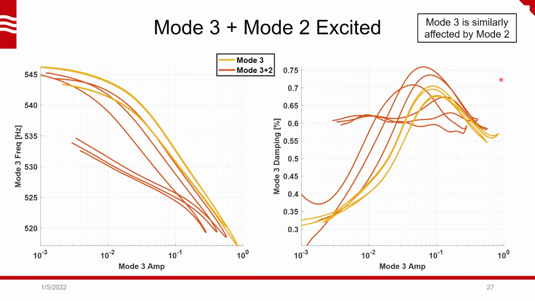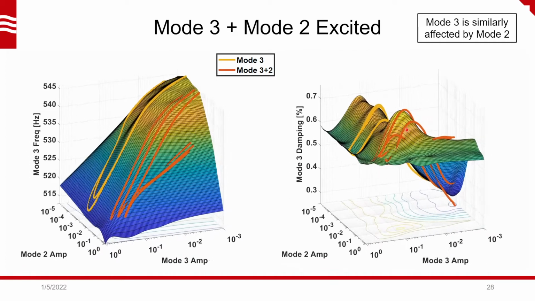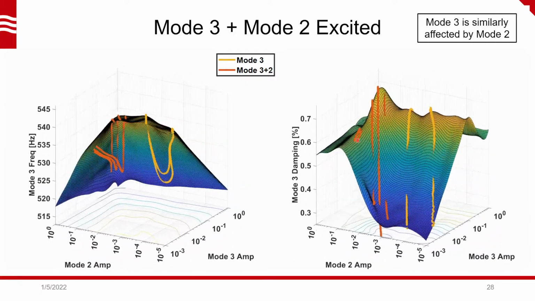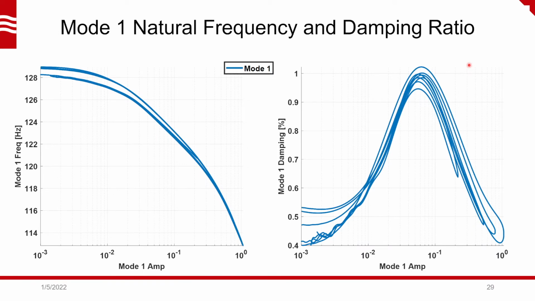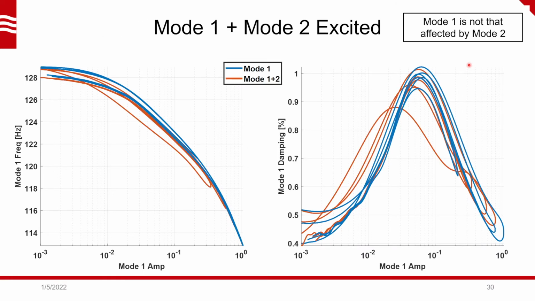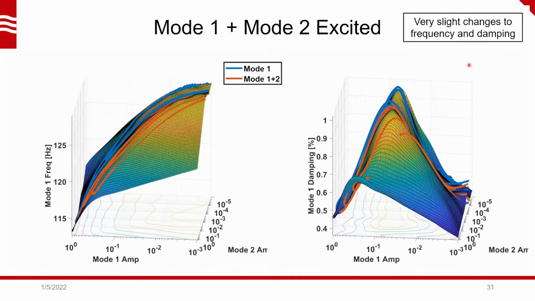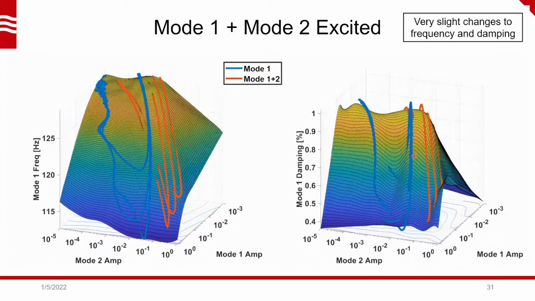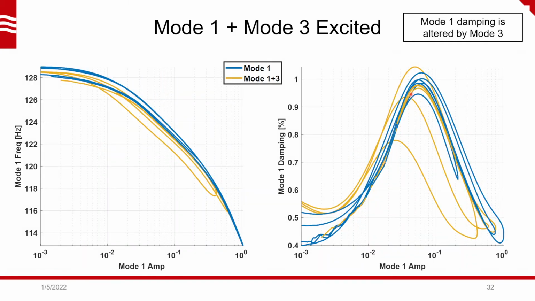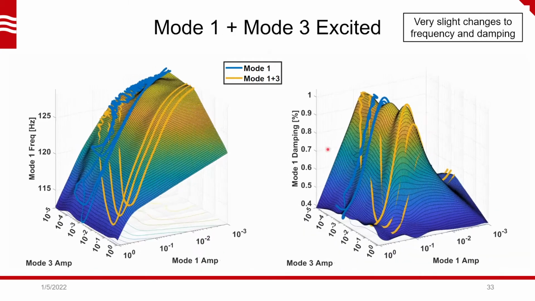And then this is mode 3 when mode 2 is also excited. It shows a similar behavior where the frequency is pretty heavily shifted and the damping as well. And it's a pretty similar plot to what you just saw. And then the last is mode 1, which is just not that affected by mode 2 or mode 3. So it's a similar thing where the damping is slightly shifted down, but the frequency isn't that affected at all. And then mode 3 is a very similar outcome.